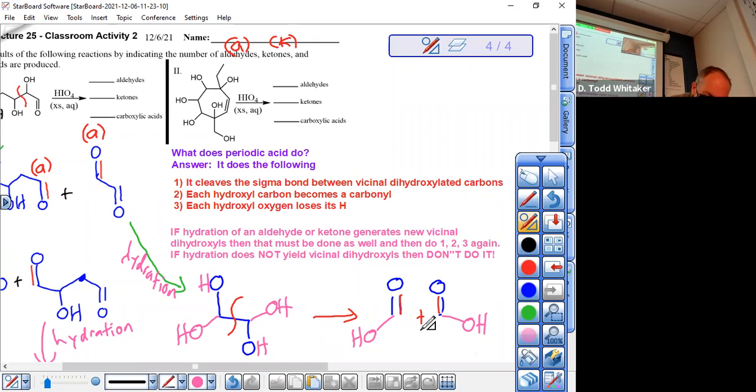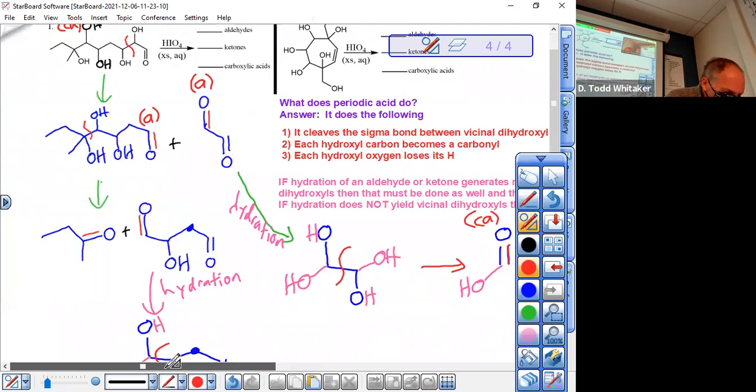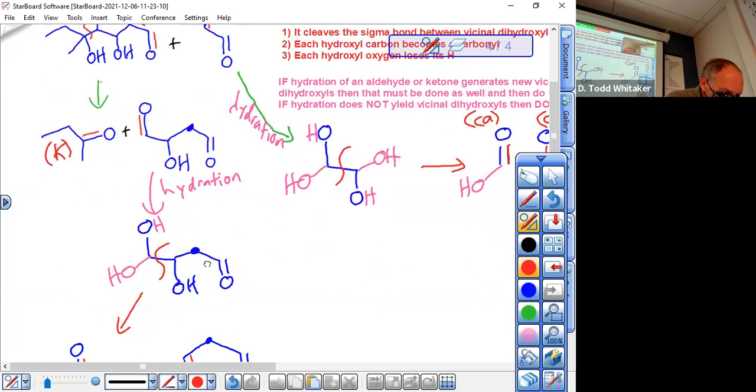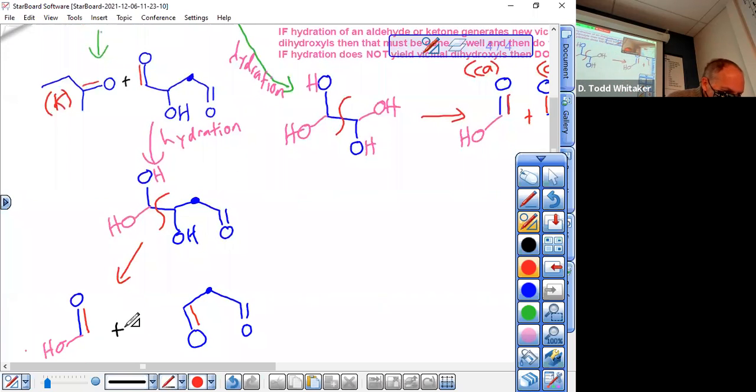Do not lose these H's. These guys didn't participate. So you got Ca here. That's new. You got Ca here. That's new. And what about the other part of my molecule? I got a ketone here that wasn't here before. This part's clearly not done. So what else we got? We're not done until down here.